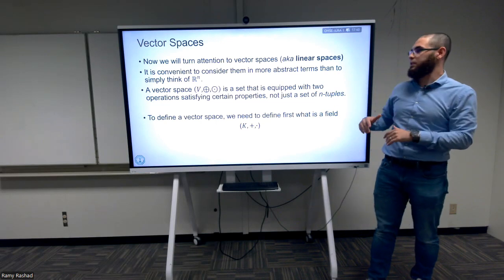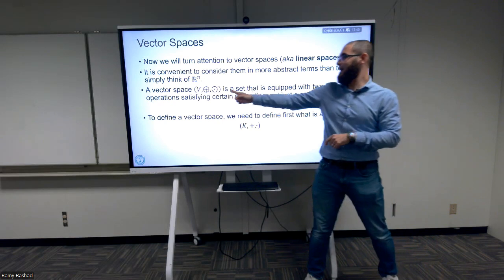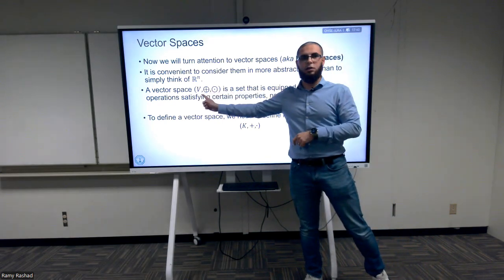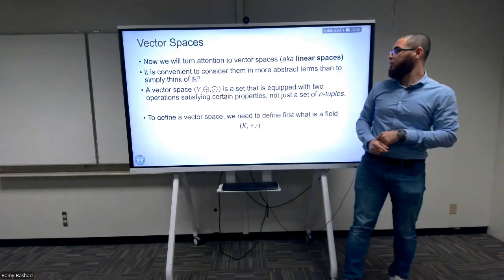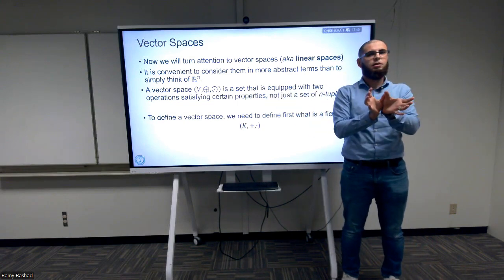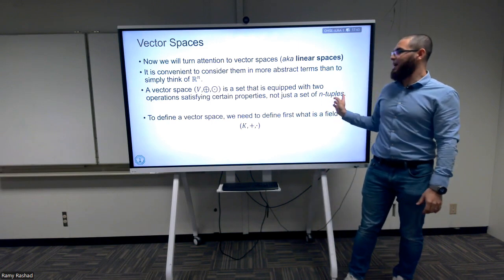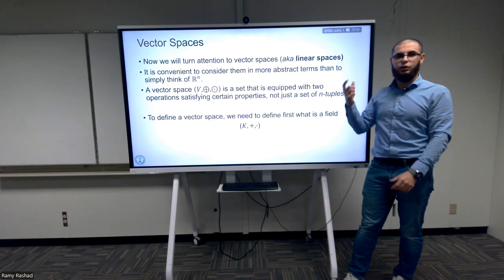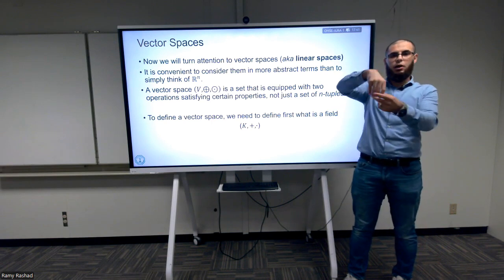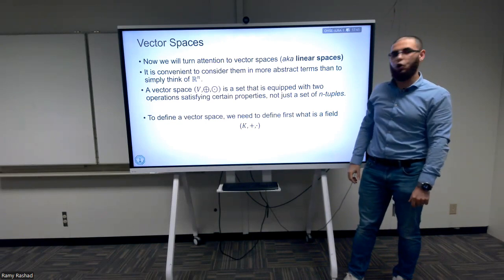So what is a vector space? A vector space is a triplet. It's three things: a set, some operation, and some other operation. Of course, these two operations are going to satisfy some properties, together and separately. And this vector space is not just a set of n-tuples. They're not just a collection of stuff written one after the other in a column vector or whatever.